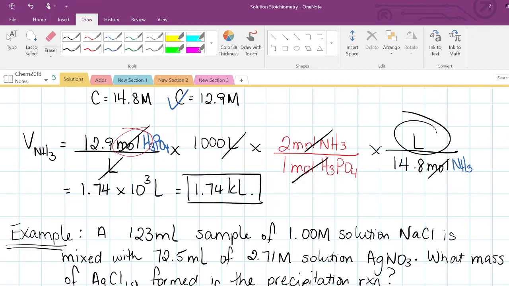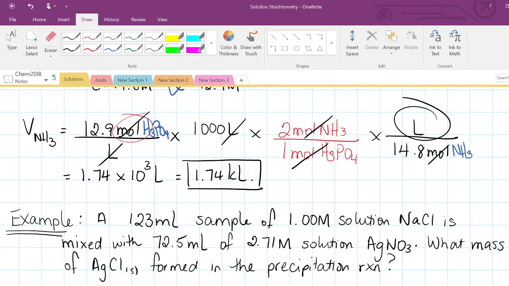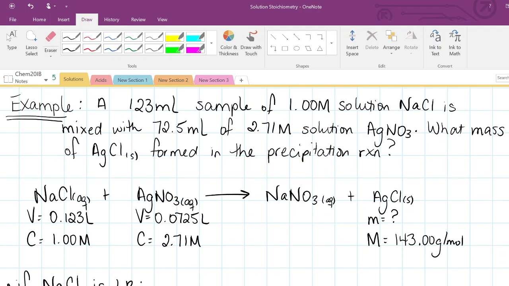Another problem here, which is slightly more complex, well, maybe a little more than slightly more complex. We're kind of jumping the difficulty level for sure. They tell us a 123 milliliter sample of 1 molar solution NaCl is mixed with 72.5 milliliters of 2.71 molar solution AgNO3.